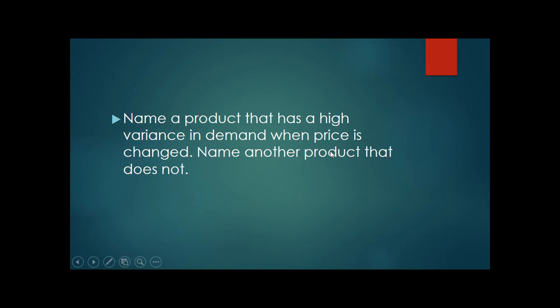So in your notebook, name a product that has a high variance in demand when prices change. Name another product that does not. These are sort of the things we talked about yesterday in class about how maybe the law of demand might not necessarily apply as much. And so you're going to be looking for things that might fit in there. So pause the video if you need to do that. I'm not going to go over them. You need to use your own brain for these.